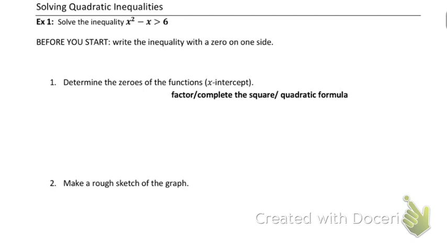With quadratics, I highly suggest the first thing you do is move everything over and have a 0 on the right-hand side. It's just easier to solve that way. So before we start, we're going to write the inequality with a 0 on one side. So I'm going to move that 6 to the other side. So I'm going to have x squared minus x minus 6 is greater than 0.